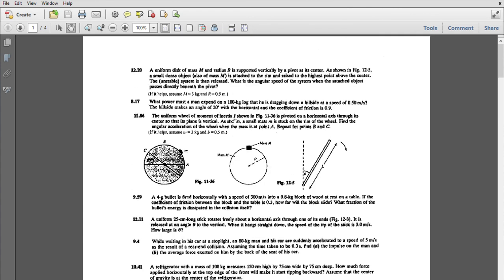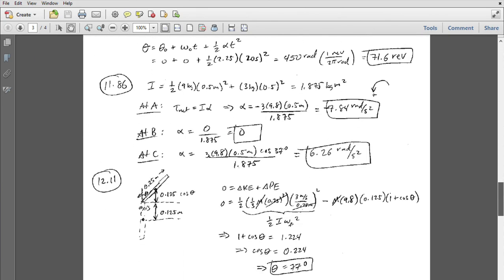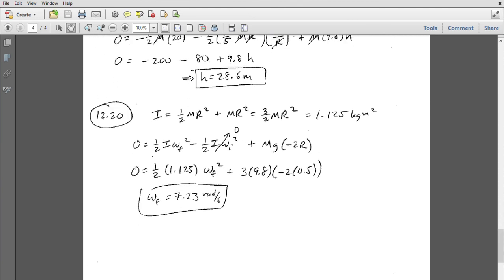Oh, and I forgot to say, these are not in the right order, my solutions, but they're all down below. So we're looking at problem 12.28 here. That is right down here. It looks like the very last solution.